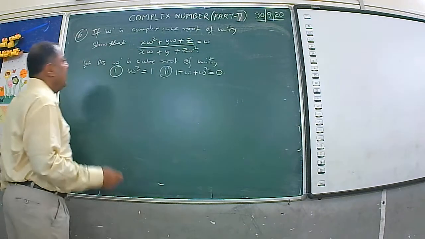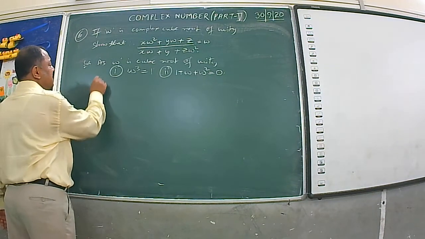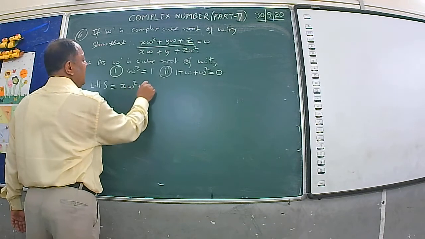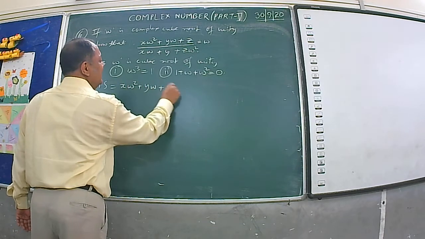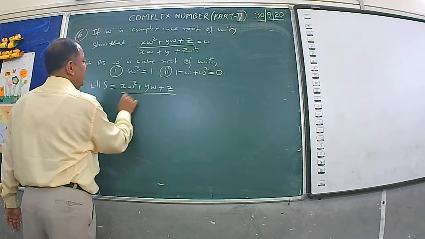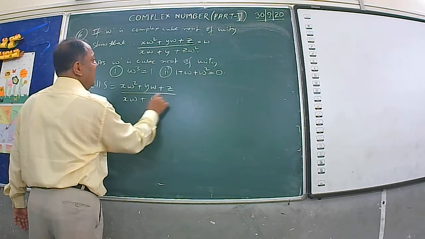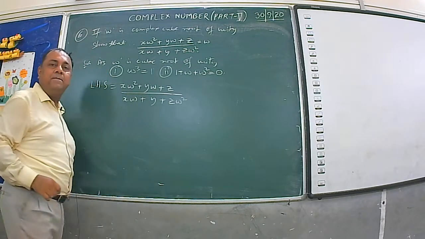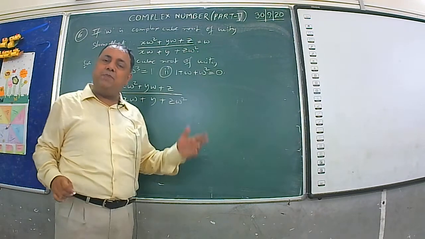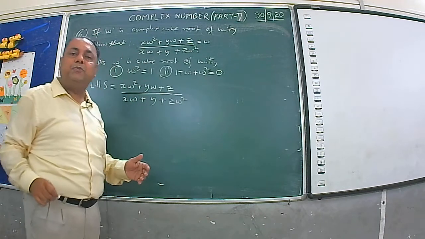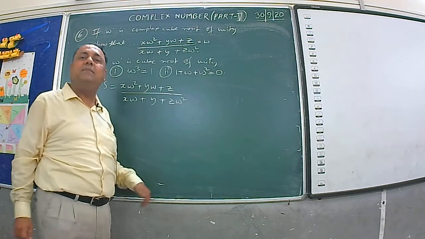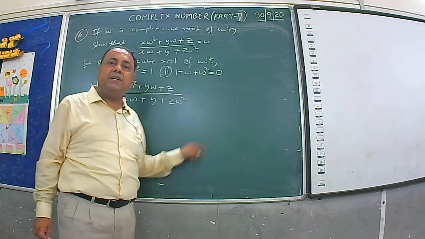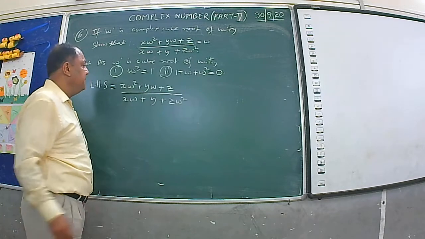So I start with the left hand side. The left hand side is x plus y omega plus z omega square by x omega plus y plus z omega square. This is my left hand side, and I have to prove this whole thing is nothing but simply omega, the right hand side, by using these two given conditions.